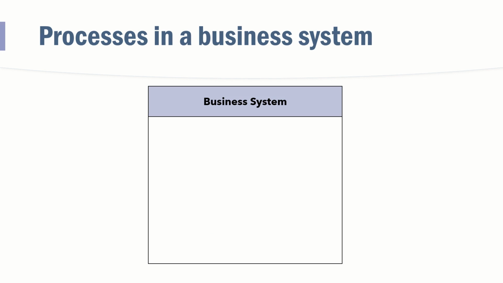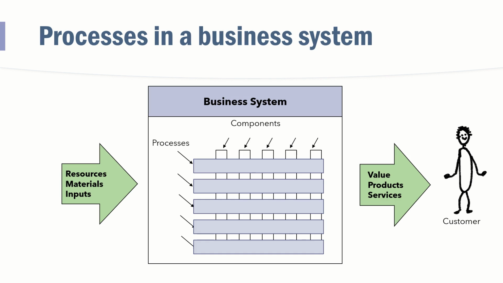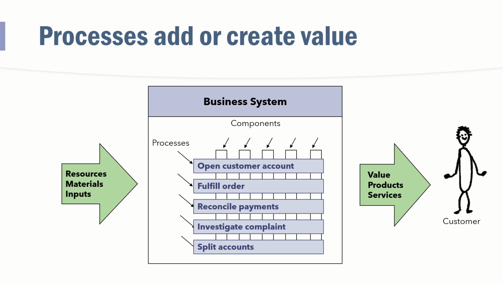Let's start with business system. So business system or enterprise takes in materials, resources, and inputs and converts them into valuable products and services for its customer. And in order to do that, a business system has parts or components that participate in processes. So the processes are what adds or creates value or creates these products and services for our customer. For example, open customer account, fulfill order, reconcile payments, or investigate a complaint.